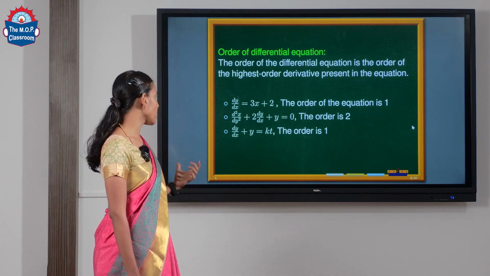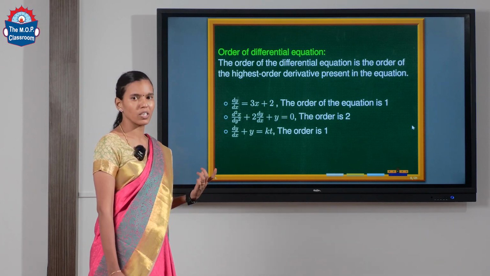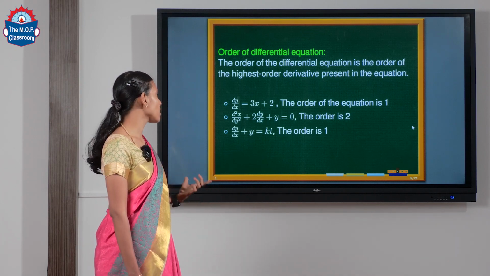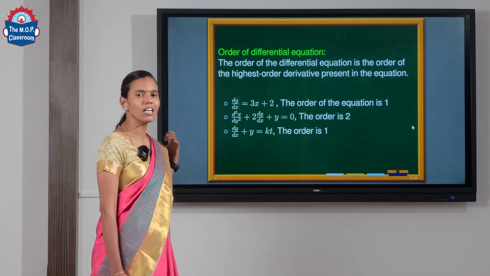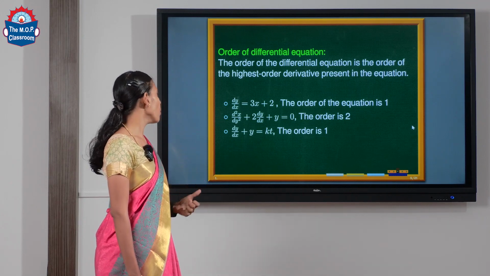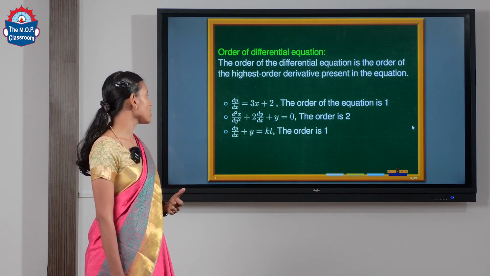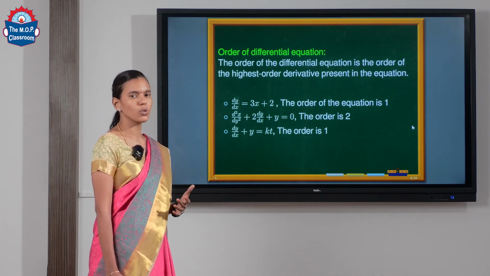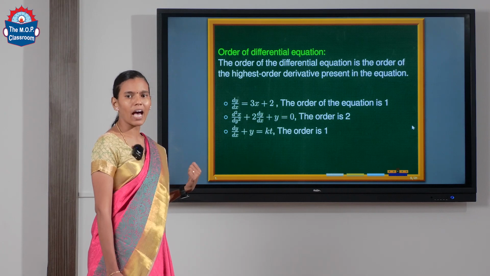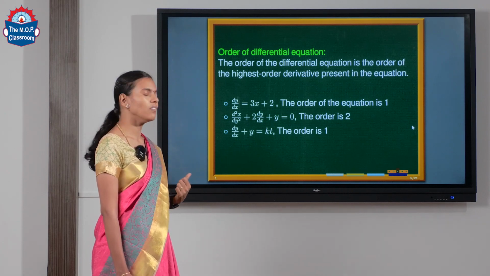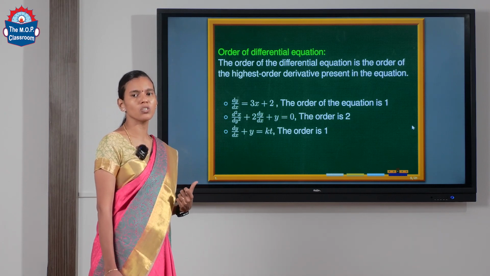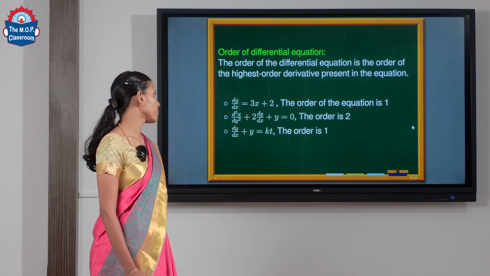So we have the second order derivative and first order derivative in this equation, but when we consider the order of the equation, we take the highest order derivative. So this equation is of order 2. And the next equation is dy/dx + y = kt, where again we have only the first order derivative. So we call this particular equation of order 1.